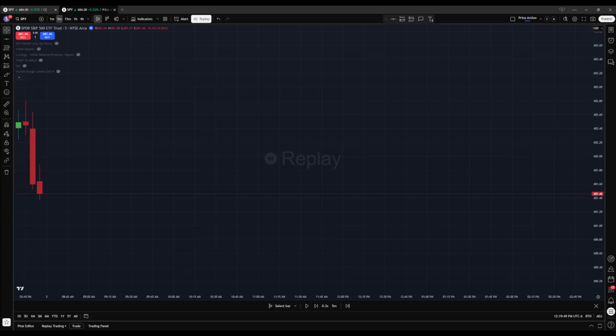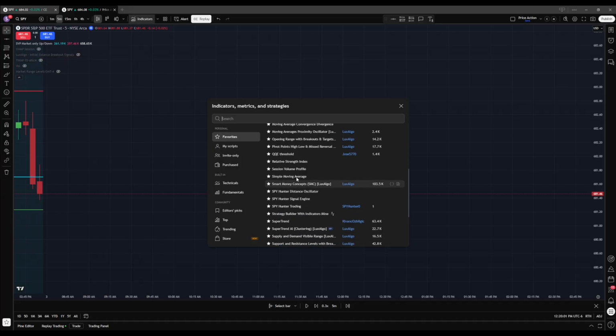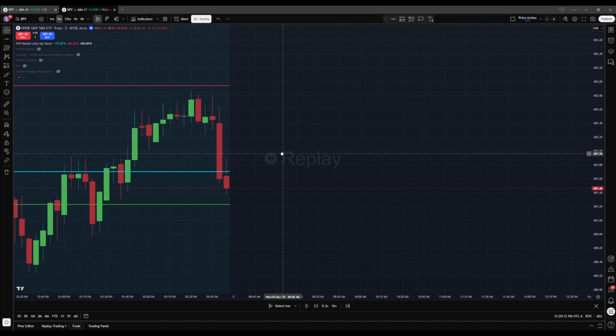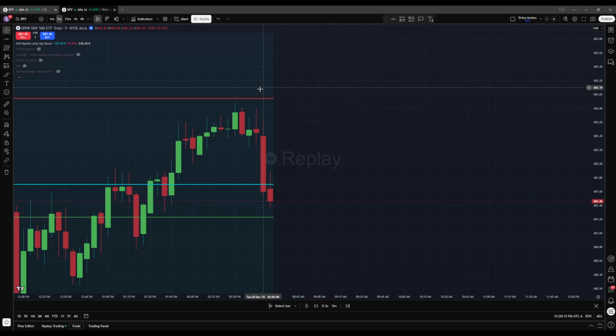Let me bring up the first one here. First one's going to be our simple volume profile. I believe that's what it's called in TradingView. Session volume profile, that's what this is called. Search that up in TradingView. It's free, you should be able to find that. What this indicator is going to do is give you 3 lines. I've changed the color of mine. It's going to give you a red, aqua, green.